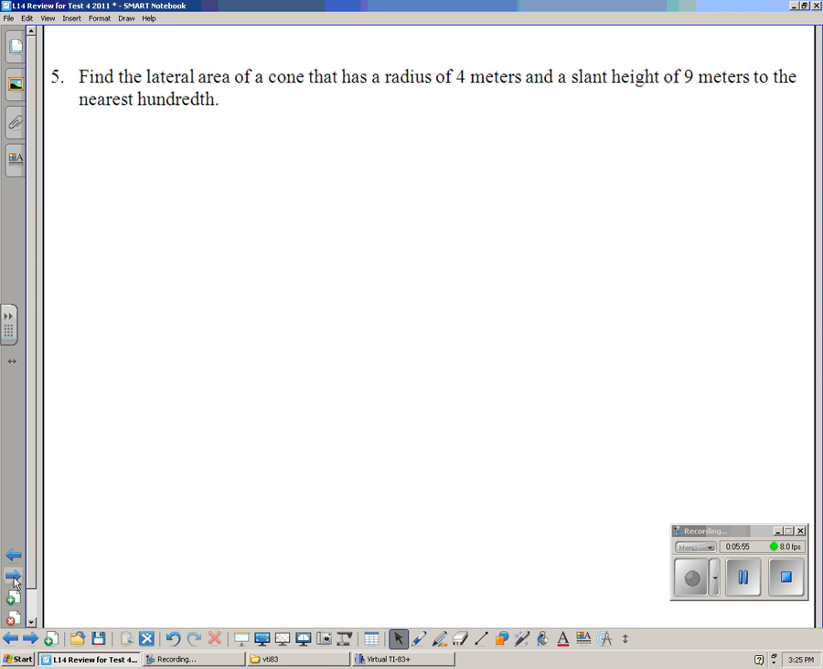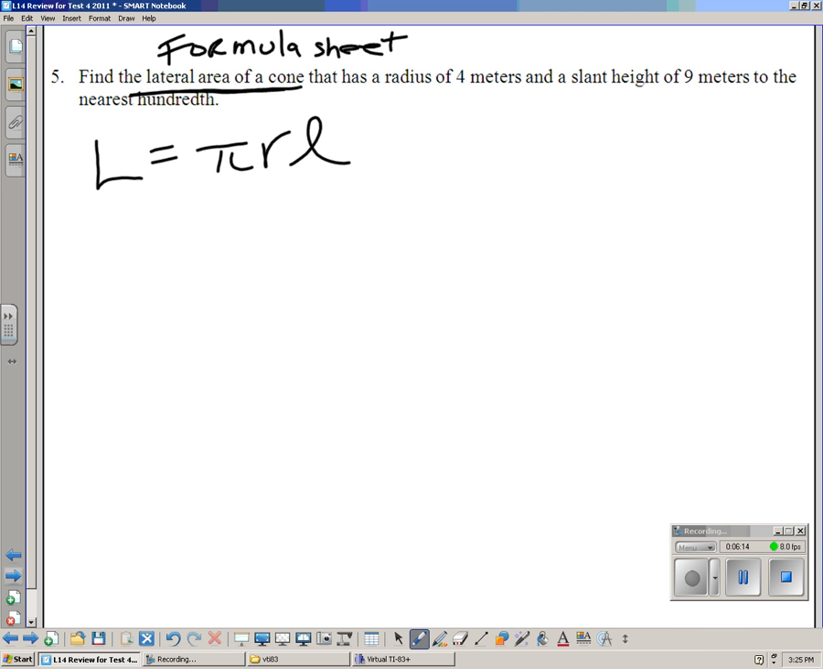Number 5 says, find the lateral area of a cone that has a radius of 4 meters and a slant height of 9 meters to the nearest hundredth. Again, lateral area of a cone coming from the formula sheet. Formula is big L, lateral area is pi r script L, and script L stands for the slant height. It says that on the formula sheet.